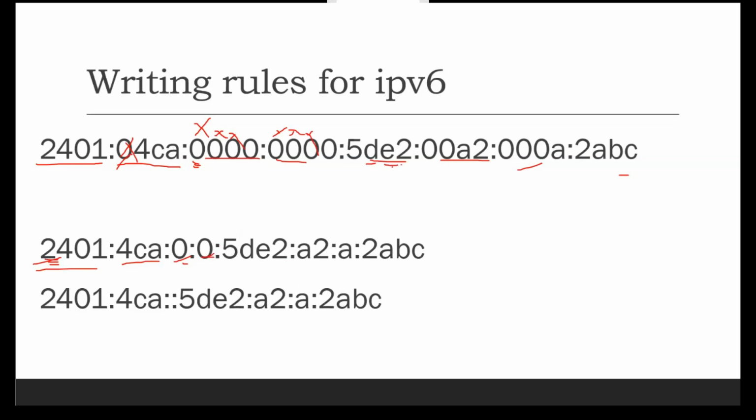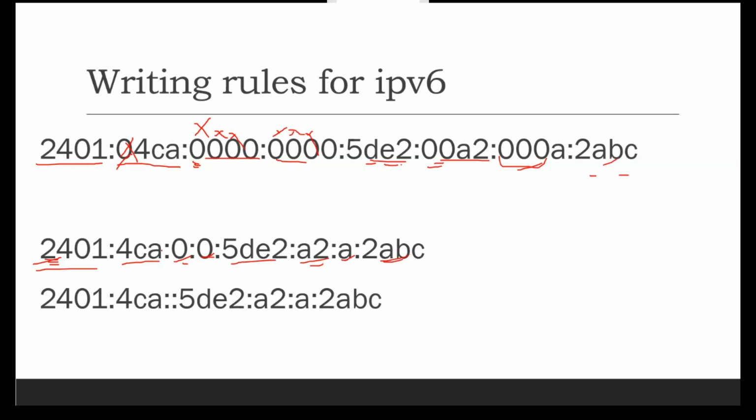Then here we find 5DE2. There is not any zero, so write it as it is. Then a double zero is there. Remove the zeros and here A2. Then here 000 is there. Remove all the zeros and here A is there. Then 2ABC. So now let's start.